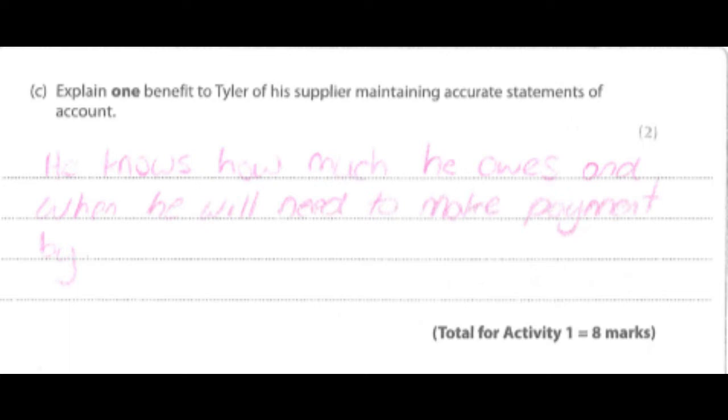Now, this next question is an explain question. So what you need to consider here is it's asking you to explain one benefit to Tyler of his supplier maintaining accurate records of account. Now, what you really need to be saying here is something about he then knows how much he owes, so there's your first mark, and when he will need to make the payment by. So you're sort of thinking your second mark there by explaining your answer. Remember, telling me why. Of course, there are other answers, but what you need to do with any answer you give there is make sure that you make your point and then you tell me why.